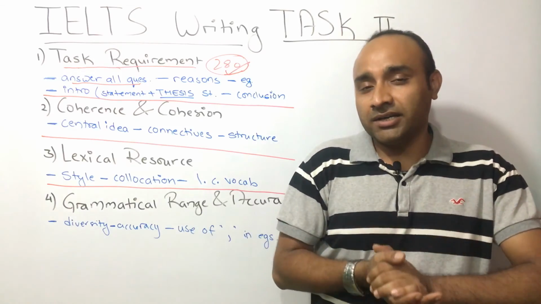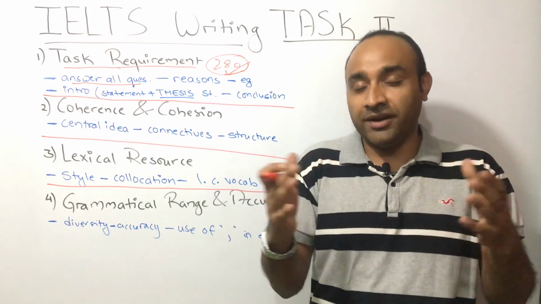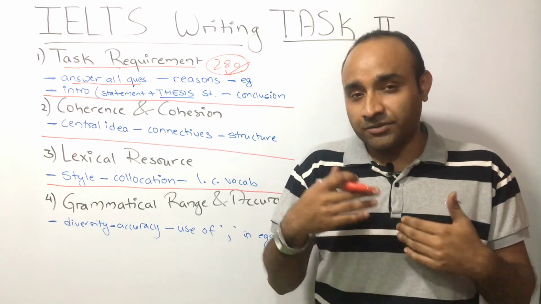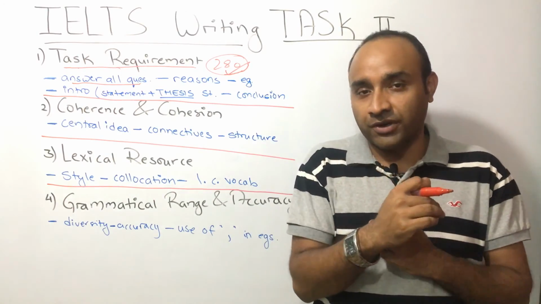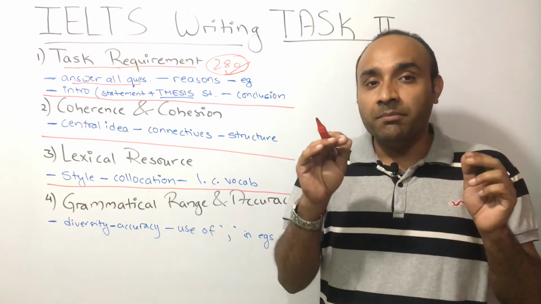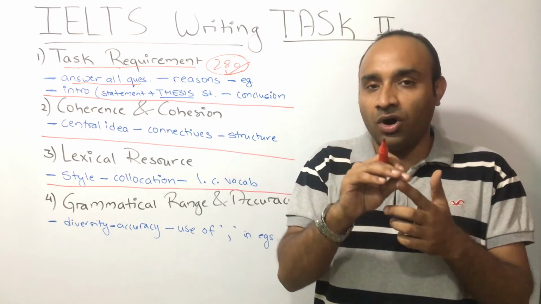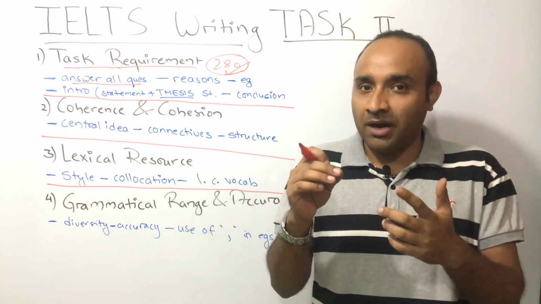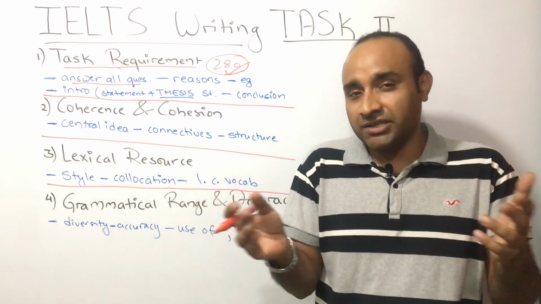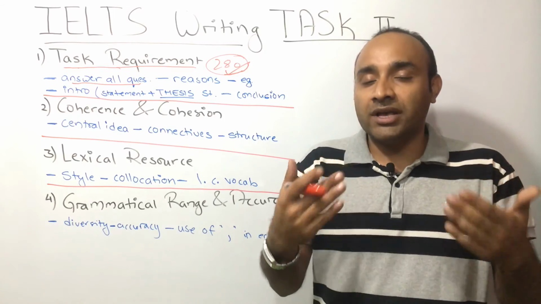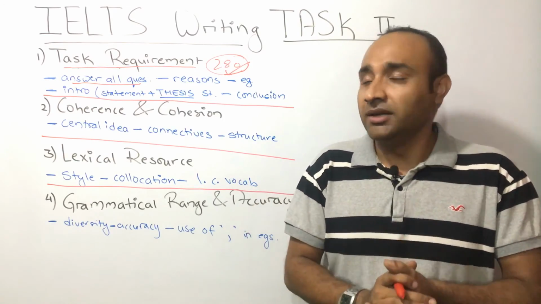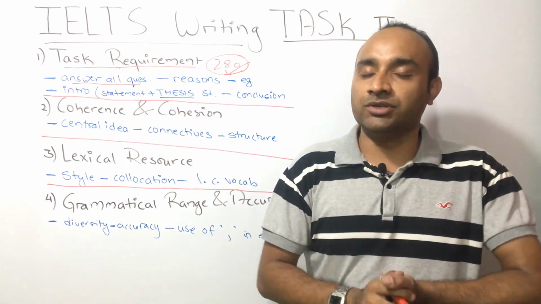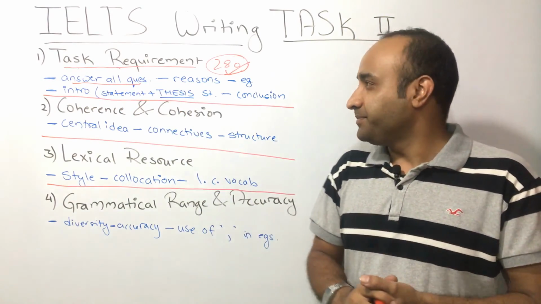So in IELTS, you get a question, normally a statement, and then the question follows. So if the question tells you discuss both views and give your opinion, make sure you address all 3 questions. Discuss both views means you have to talk about both of the sides of the argument and then present your opinion as well. So make sure you answer all the questions given to you in the question paper.